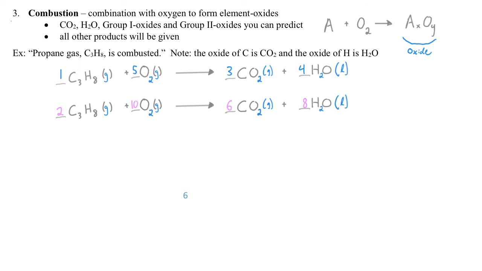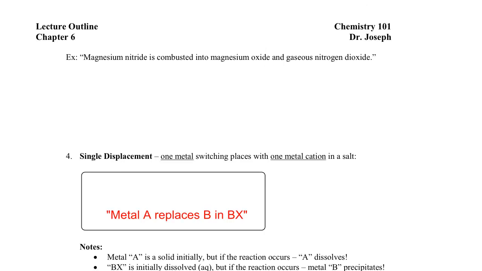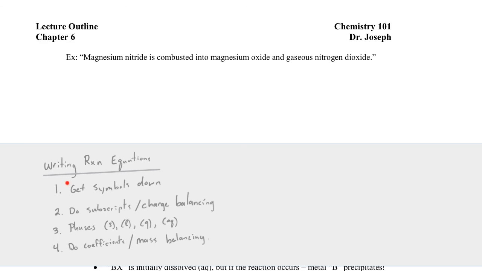So if you got that one right, great job. Let's go to the next page and look at another example of combustion. So here we have another example of a combustion reaction. What I want you to do is pause the video and work through the 4 steps that we've been doing so far. See if you can get the balanced chemical equation. Okay, so let's go ahead and do step 1.